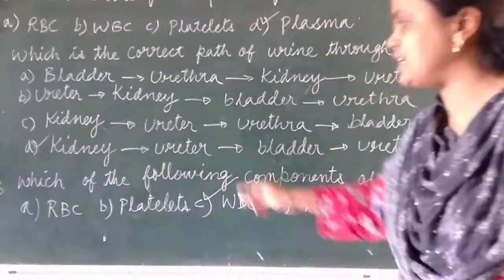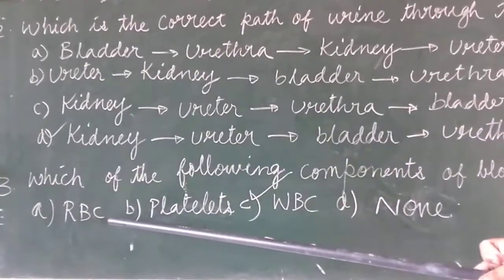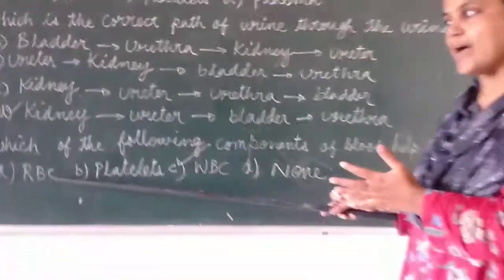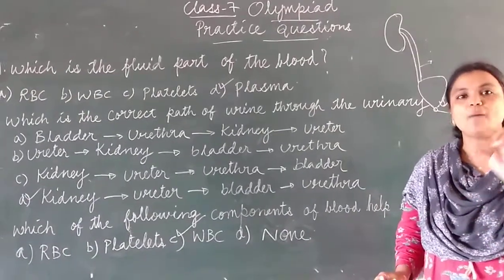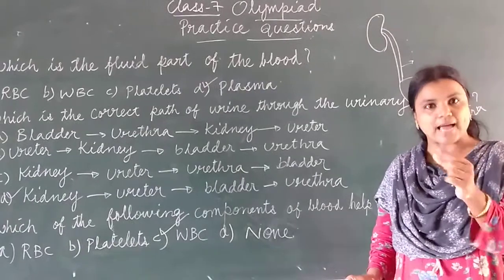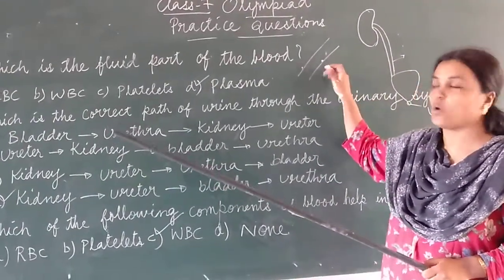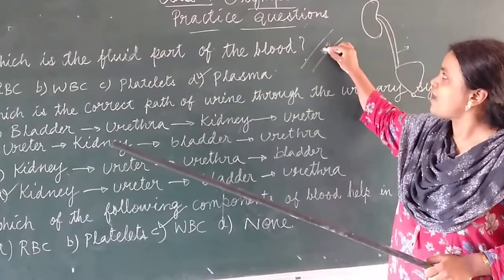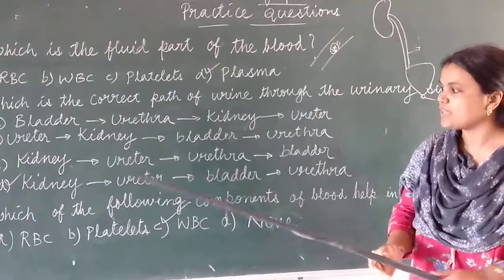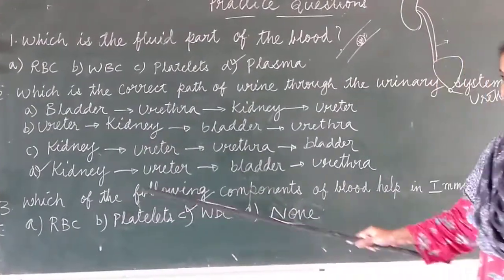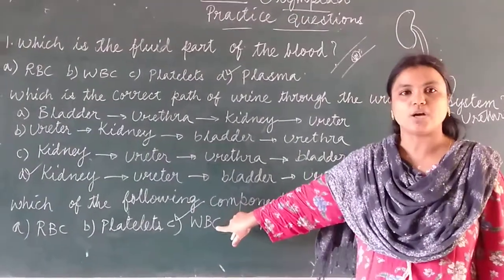They help in immunity. Talking about RBC, what is the function of RBC? RBCs help in transporting oxygen to various parts of the body, and platelets help in the blood clotting. So they form a plug, that is called a platelet plug. If there is any puncture in the vein or artery, a small hole, all the platelets gather and they form a platelet plug. So that helps in the blood clot. Okay, so that is what is written here. Which of the following components of blood help in immunity? It is WBC. Got it, children?